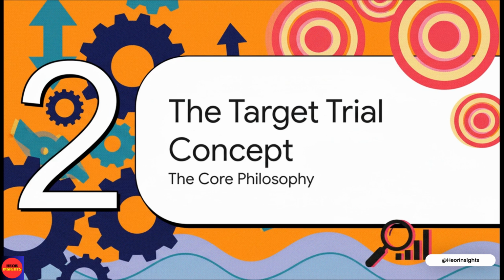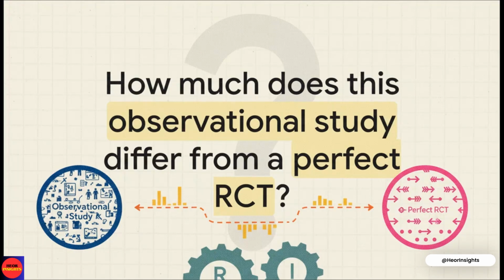Now, you can't just jump in and start using the tool. To apply it correctly, you really have to grasp its core philosophy, and that's all built around something called the target trial concept. So here's the key idea. ROBINS I doesn't just grade an observational study on its own terms. Instead, it asks a very specific question. How different is this study from a perfect, hypothetical RCT that was designed to answer the exact same question? The entire assessment is about measuring how far the study deviates from that ideal.